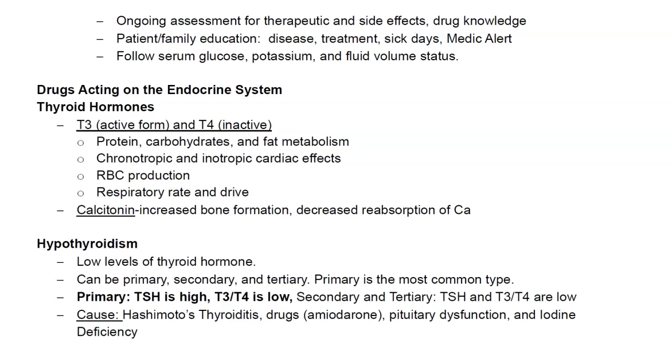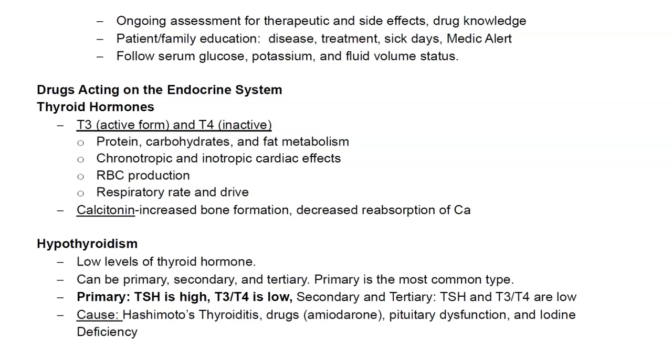TSH, thyroid stimulating hormone, is a hormone that is actually produced by the pituitary gland. When it senses that the body has low thyroid levels, it will produce more of this TSH that tells the thyroid gland to produce more thyroid hormones.